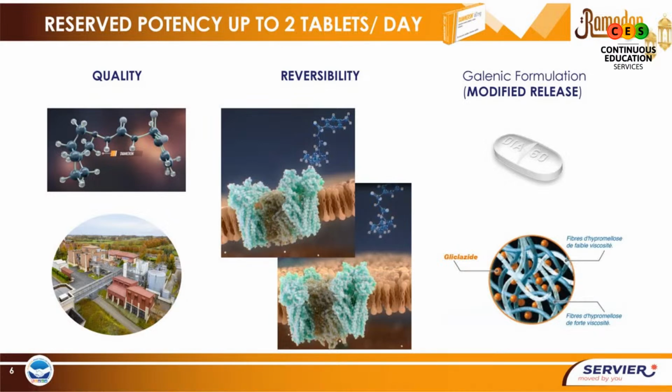Now, another quality has to do with the galenic formulation of the drug. It is in modified release. As you can see on your screen, the active ingredient is actually interspersed in a hypromellose fiber, for which reason it goes gradually into the bloodstream over 24 hours. So the galenic formulation also guarantees a lower risk of hypoglycemia and also sets it apart from the other sulfonylureas, just as the reversibility of the binding to the beta cells.